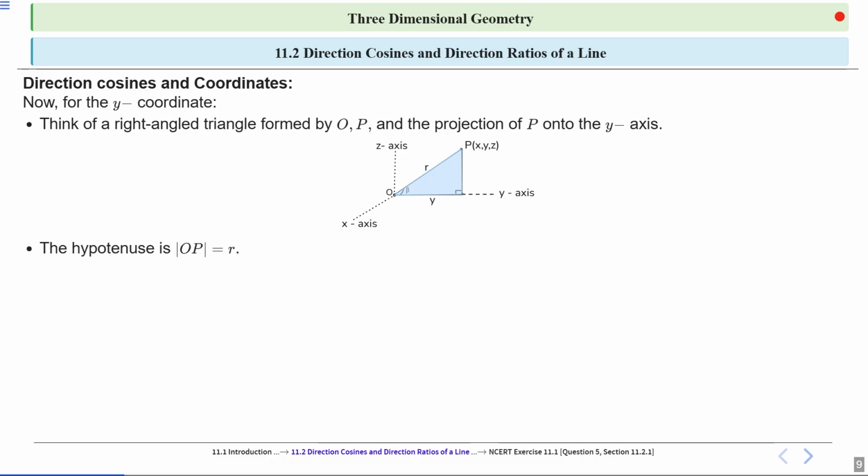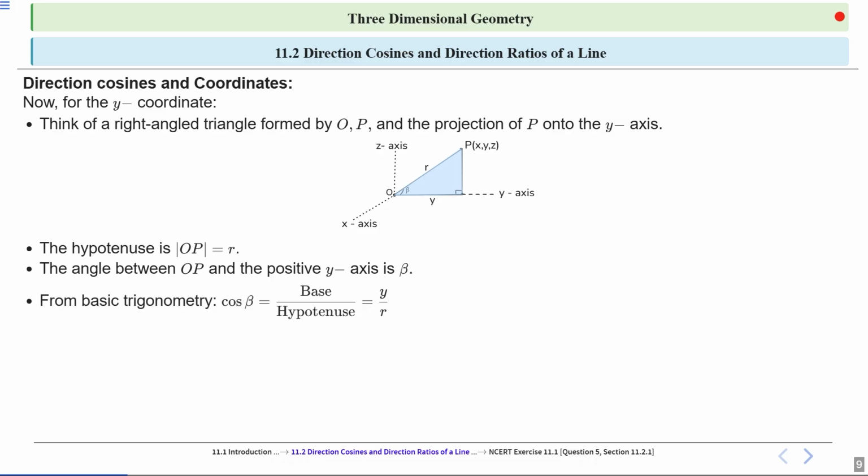In this triangle, the hypotenuse is the distance of the origin to the point P, which we call R. So distance between OP is R. Remember, R represents the length of the position vector from the origin to the point P. Then the angle between the line OP and the positive y-axis is called beta. This angle is important because the direction cosine with respect to the y-axis is defined using the angle beta.